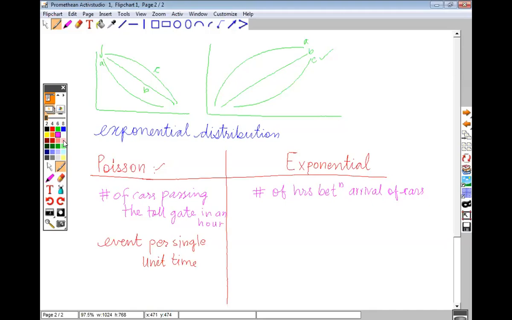Okay? And when I'm talking about exponential, again, this is just the time. So the time here is again hours. Here we don't have a fixed unit of time. I mean, we do have a unit like hours, but we can convert it to minutes and it would still be another unit. So the time is being measured in hours here. And this is just time per single event.